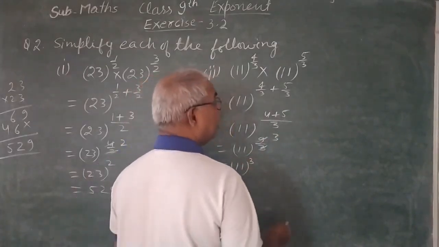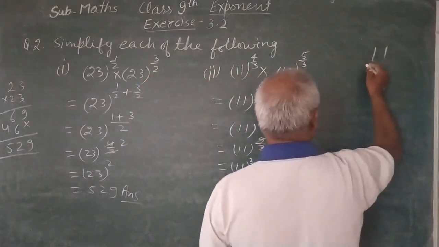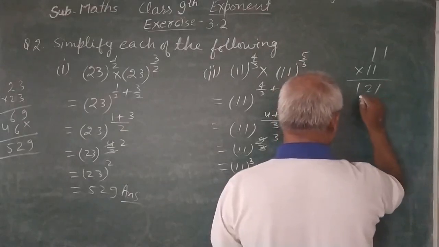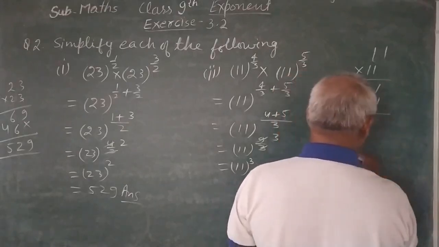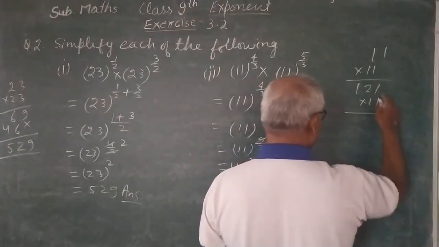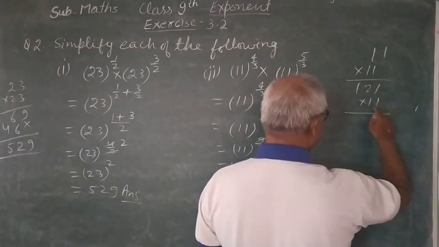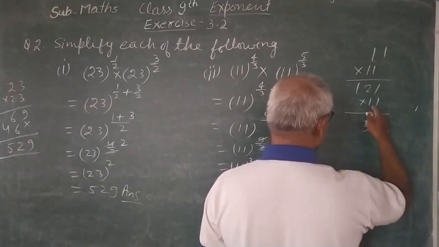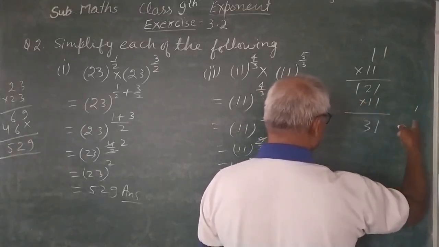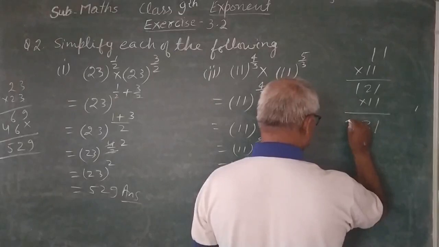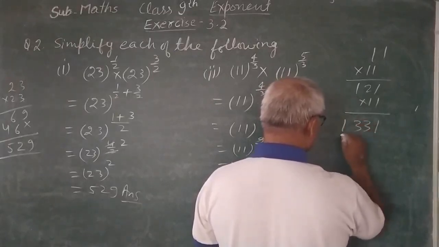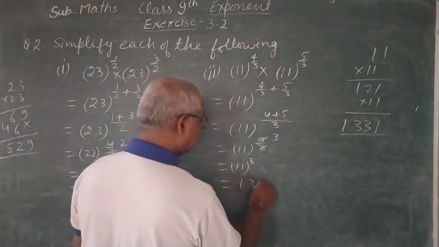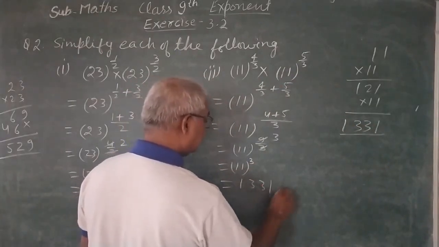How can we say, 11 into 11, that is 121, and once again into 11, we get 1331. That is your answer.